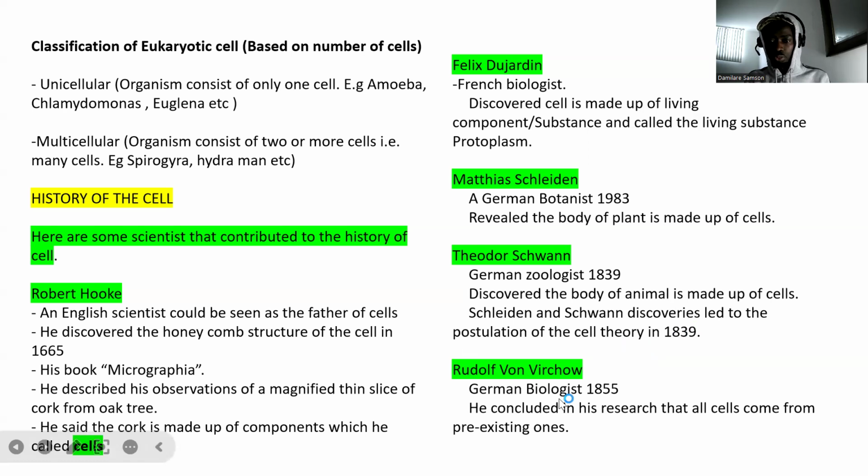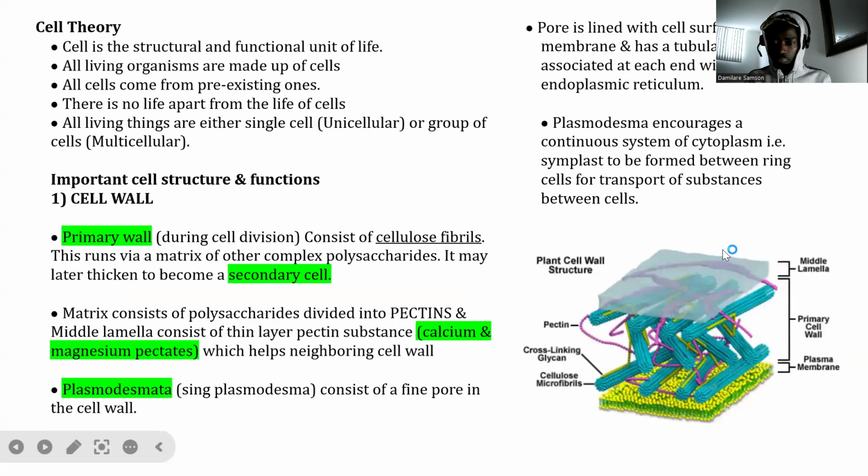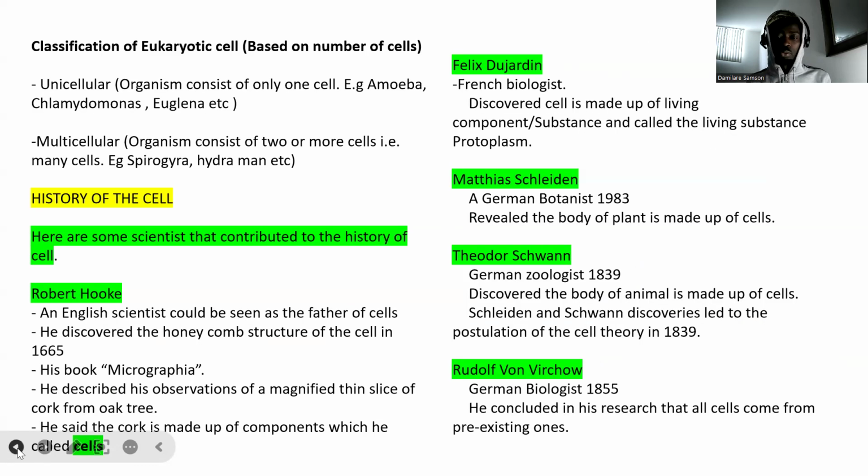And Rudolf also, a German biologist, in 1855. So he concluded in his research that all cells come from pre-existing ones. So what does that mean? It means new cells come from old cells. Let me just put it that way. Meaning there will always be a cell before there will be another cell. And that explains or leads to mitosis and meiosis.